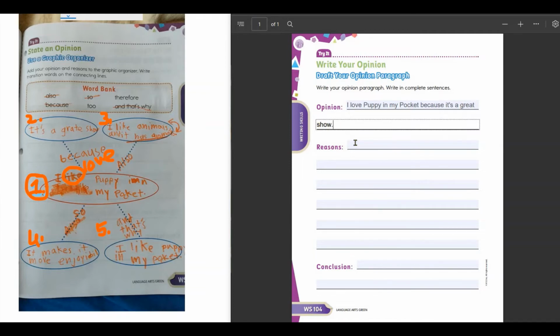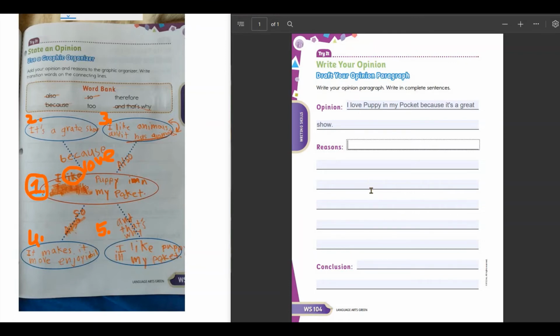Now, it's a great show is already one of your reasons, but you have 2 more reasons, right? Actually, you have 3 reasons in total, but let's put the other 2 reasons in here. Reason number 2 we've already listed in your main opinion because we added this transition word, because. Here, let me highlight it. So it got connected with your main idea, your main opinion. Okay, that's your first sentence.